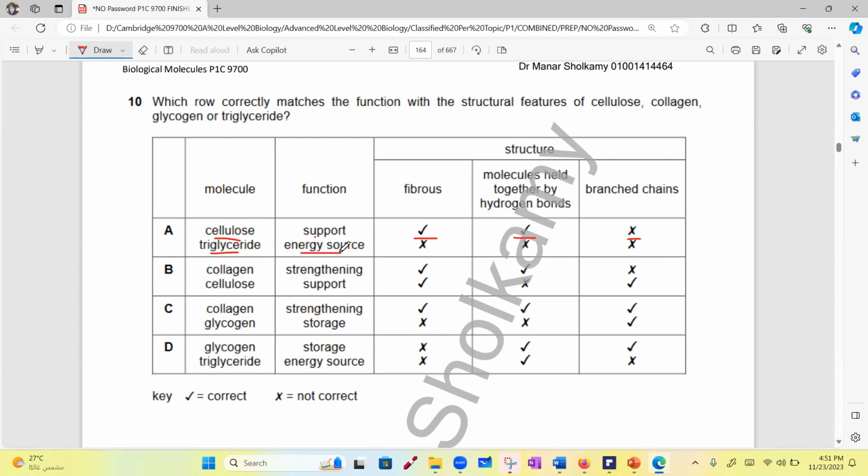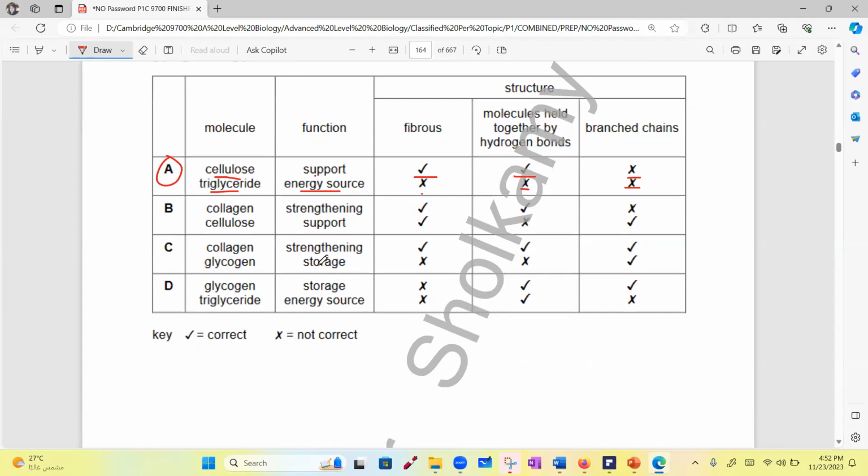Let's look at the triglyceride. Function, it's an energy source. Fibrous, a triglyceride is not fibrous, of course. Molecules held together by hydrogen bonds, no. By ester, so no. Branch chains, no. Okay, do I move on? What's the answer for 10? A. From the first option, everything is correct. Do you want me to move on so that we check that the rest are wrong?